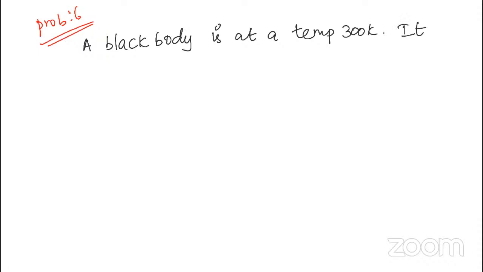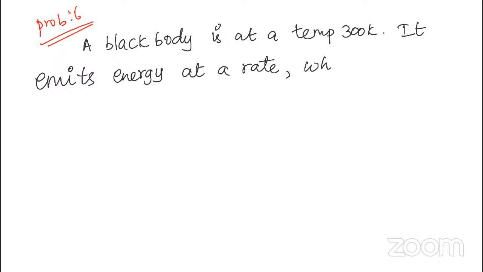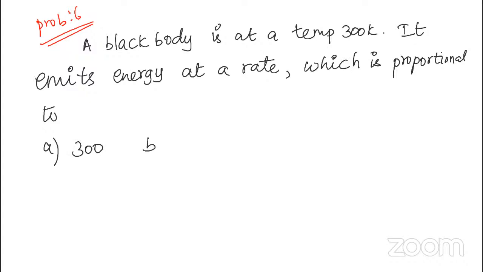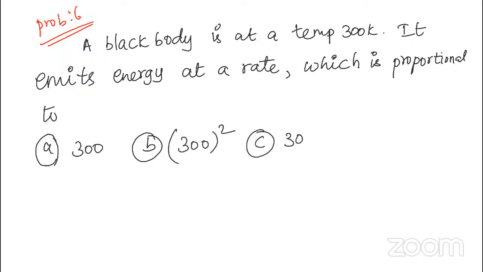It emits energy at a rate which is proportional to... The options are A, 300; B, 300 the whole square; C, 300 the whole cube; and option D, 300 the whole power 4. Now tell me which option is apt for this one.